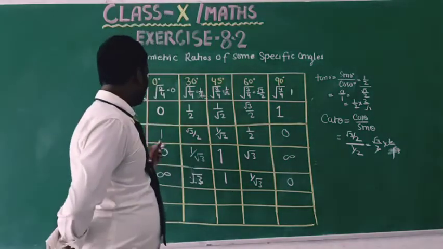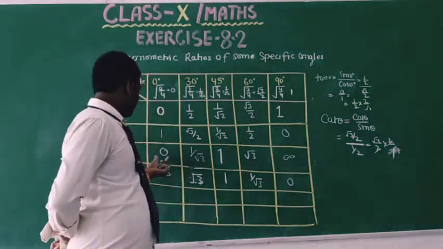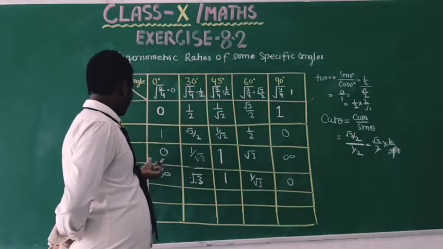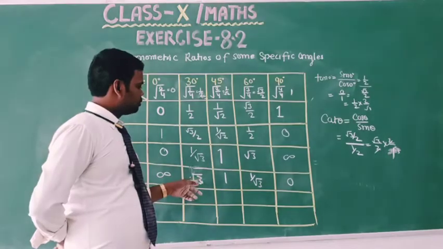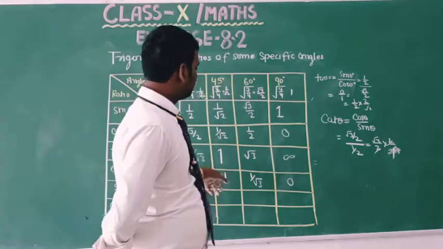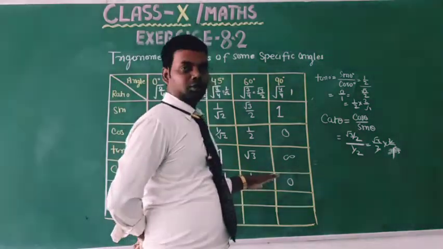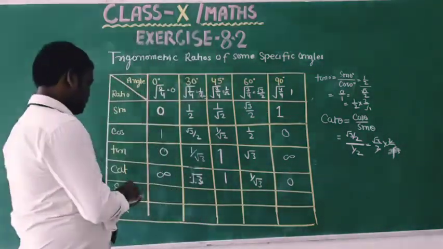I have also explained the reciprocal relation, cot theta equal to 1 upon tan theta. So we take the reciprocal of the respective values of tan theta. 1 upon root 3 becomes root 3, the reciprocal of 1 is 1, and root 3 becomes 1 upon root 3.